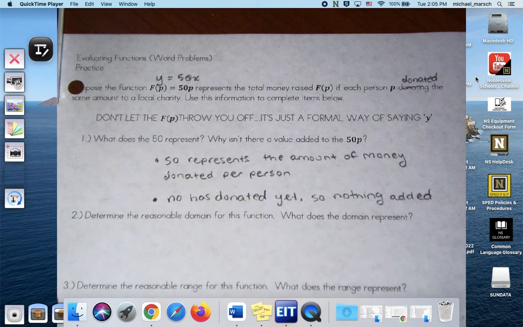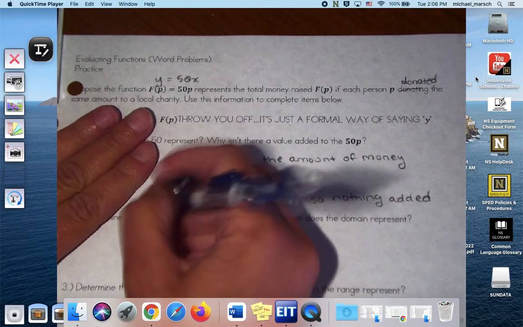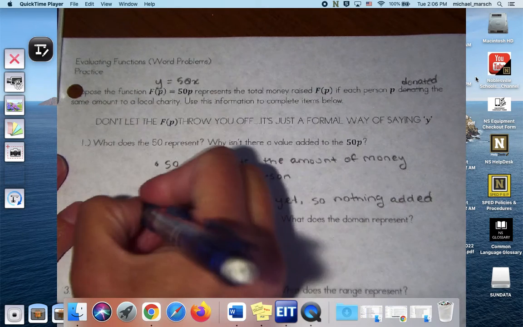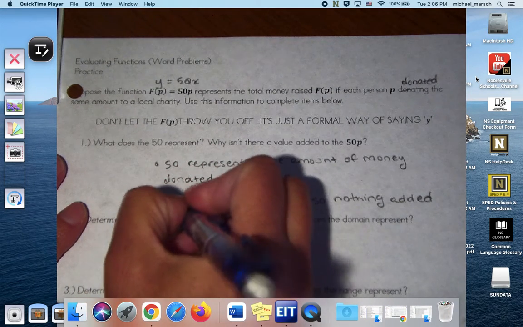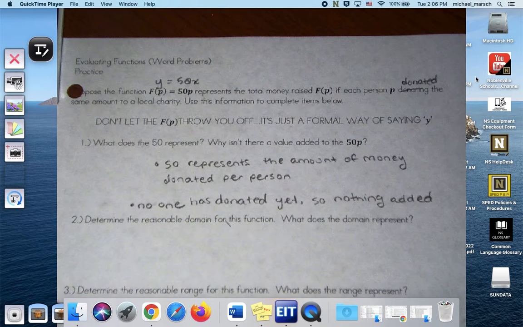Yes, Lux. Wouldn't it be no one has donated yet, not no has donated yet? Oh, it should be. You're right. Thank you. No one has donated yet, so nothing added. Thank you. That did look a little strange.